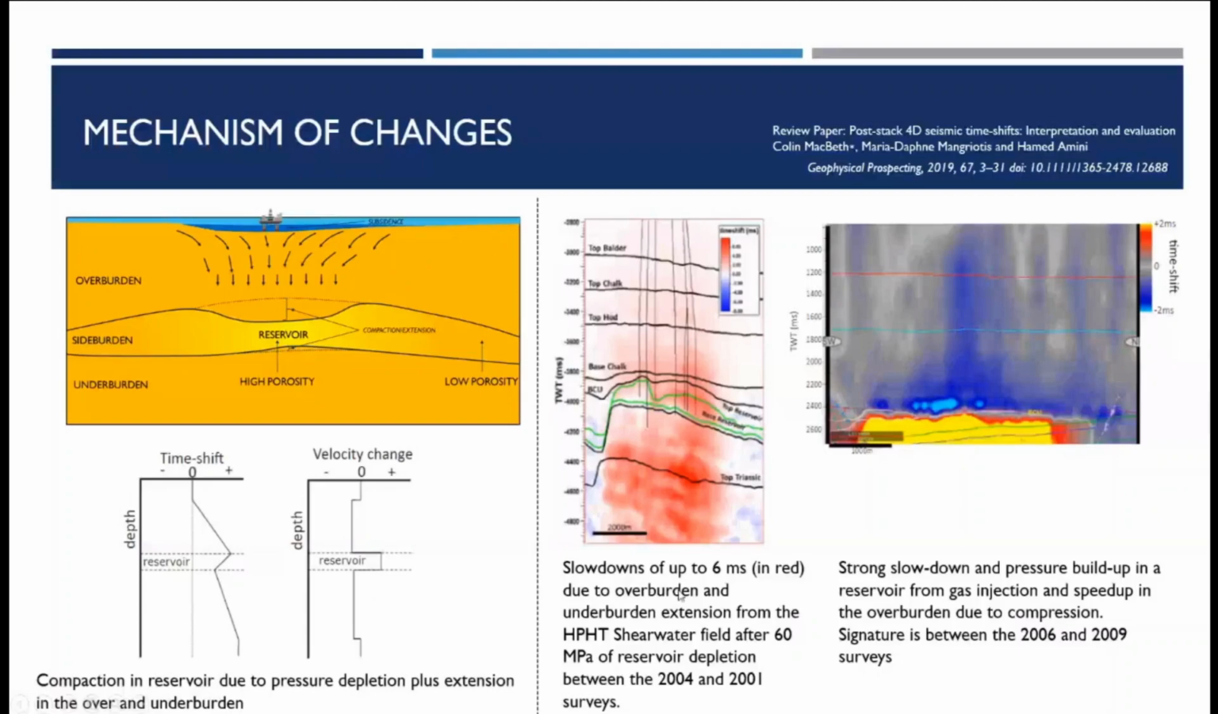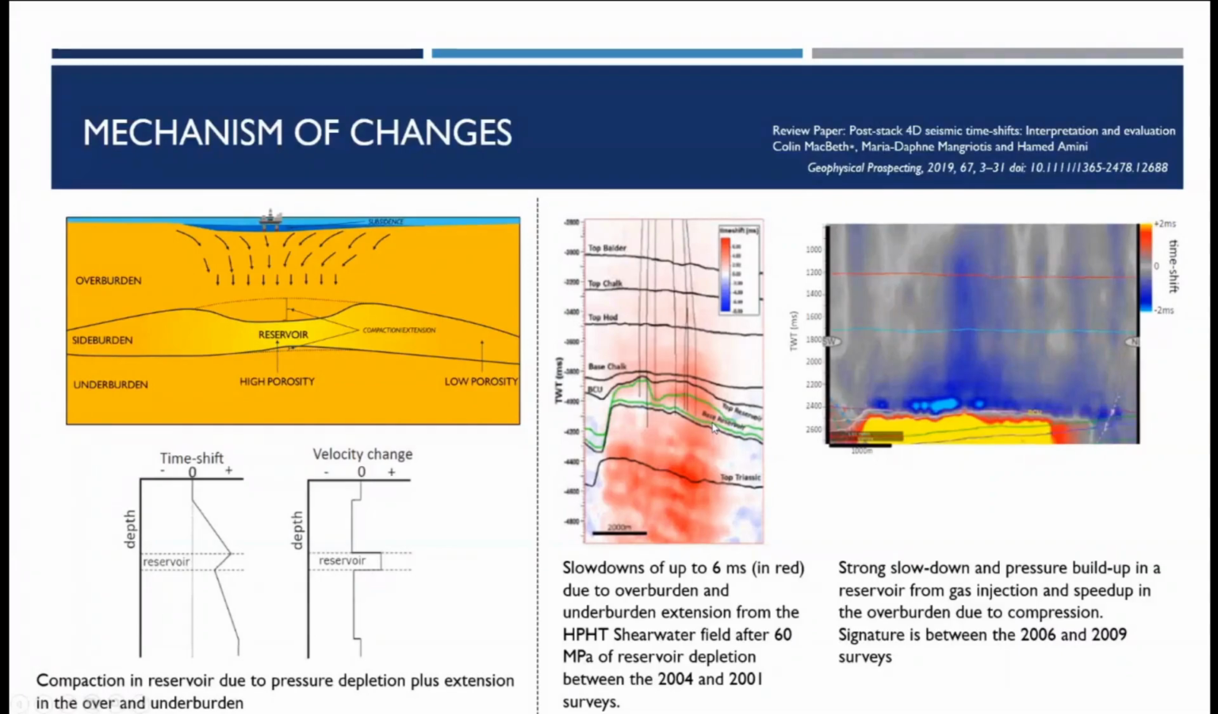If we look at pure examples in the field, we are looking at one of the fields out over here. It's a high-pressure high-temperature (HPHT) field, shallow water. There is a 60 megapascal reservoir depletion between 2001 and 2004. So what we have seen out over here is a reduction in the time shift by 6 milliseconds in the overburden and the underburden due to depletion in the field.